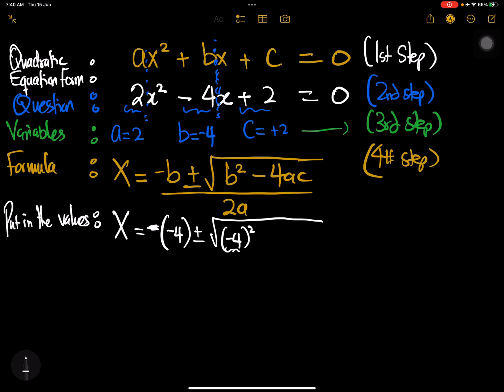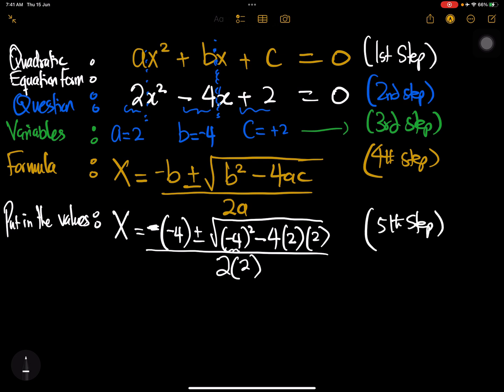This is the b. Minus 4, we square it. And then we have a minus in the formula. We bring 4. What's our a? Our a is 2. And what is our c? Our c is also 2. And then we're going to divide everything by 2 multiplied by a. And a is also 2. So that's our fifth step. Our fifth step is to plug in the values.